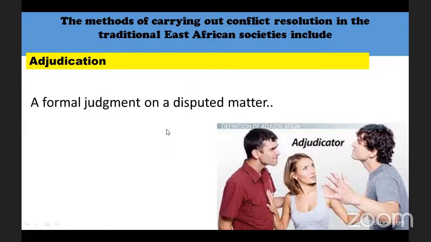Official. In the African setting, they could call the whole village, you sit down, they bring those who have a conflict. They get the adjudicators, in other words, the judges. You say out your conflict, and then the judges make a judgment. So we normally call that adjudication.